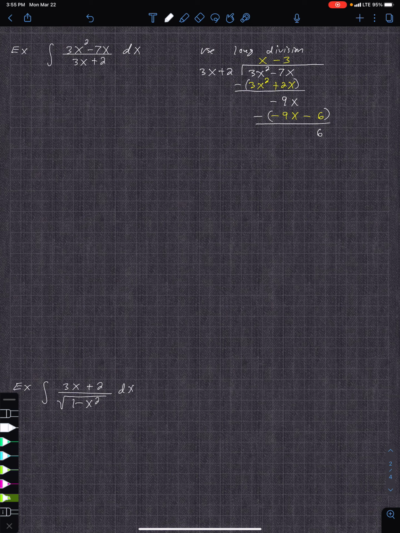So what we can say then is that this is all your long division stuff from algebra. This is equal to your quotient, x minus 3, plus your remainder over your divisor, which was 3x plus 2. So that's our basic technique, and this now becomes your integrand. Let's duplicate that and bring that up. And that would be a lot easier to integrate. Now we can do it.